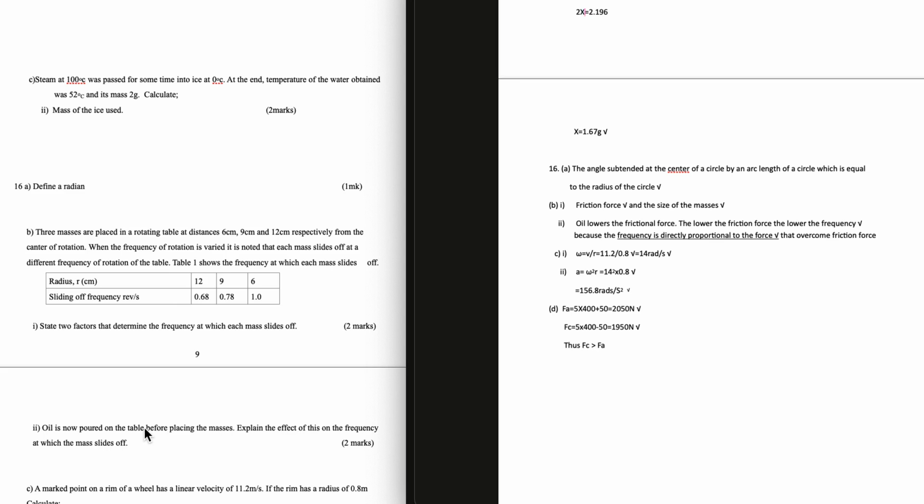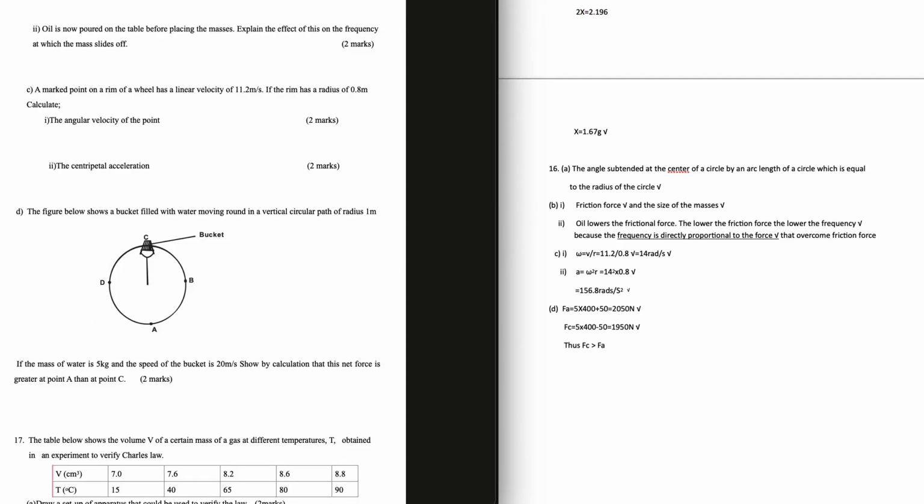Friction force and the size of the mass. Oil lowers the friction force. The lower the friction force, the lower the frequency, because the frequency is directly proportional to the force that overcomes friction force. Question 16c. A marked point on a rim of a wheel has a linear velocity of. If the rim has a radius of, calculate the angular velocity of the point.